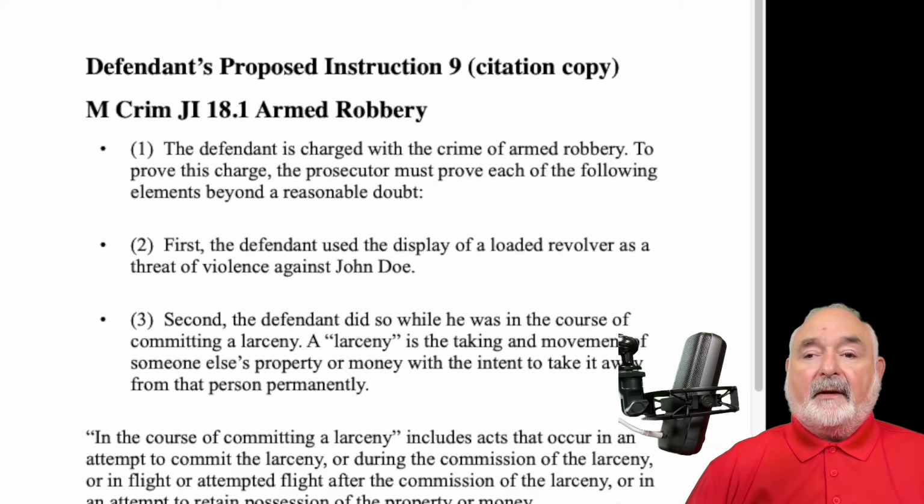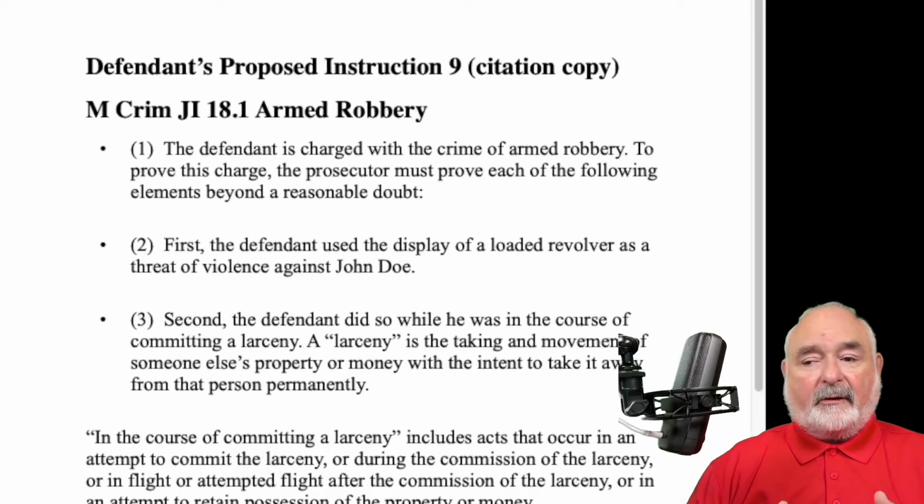And then the next thing that happens is that goes to the court, and of course the state also submits an instruction. These are called verdict directors. The state also submits a verdict director, and it may wind up being very close to or the same, and one side or the other may say, let's use his.